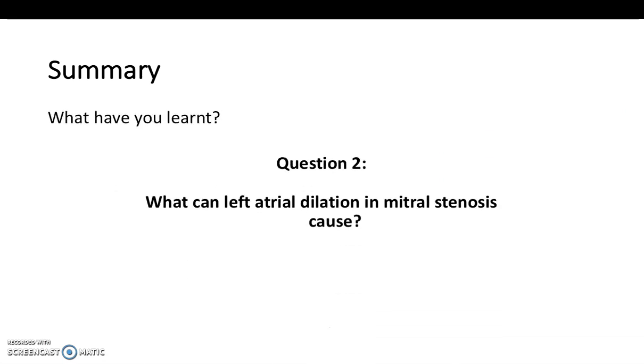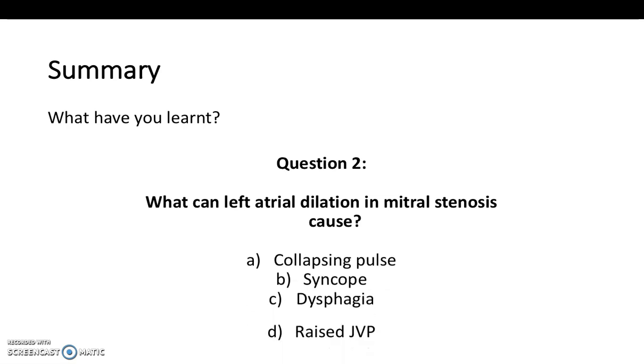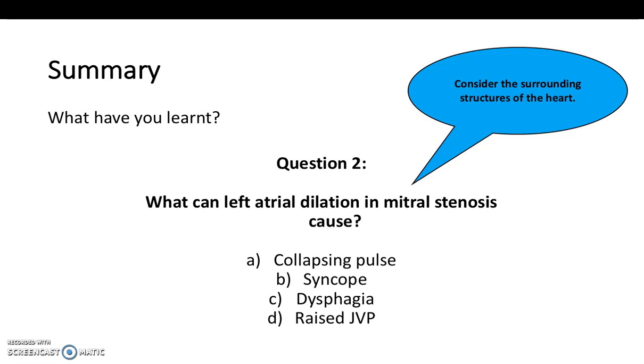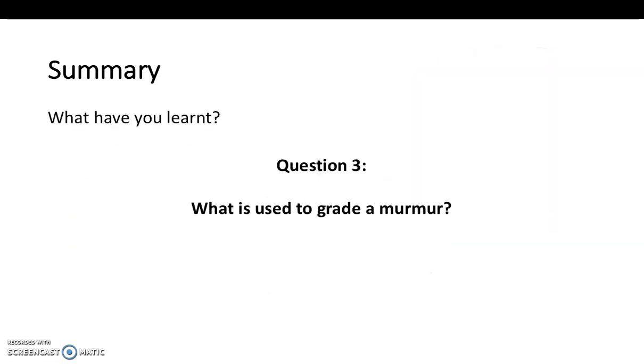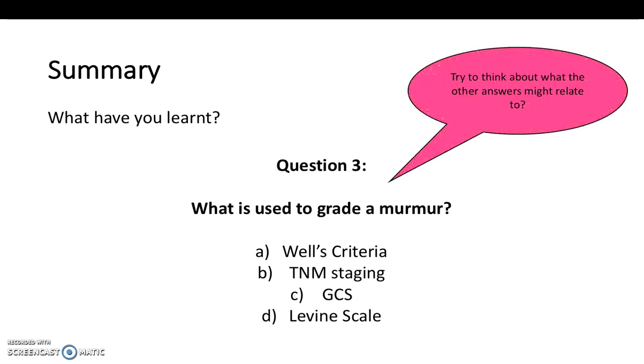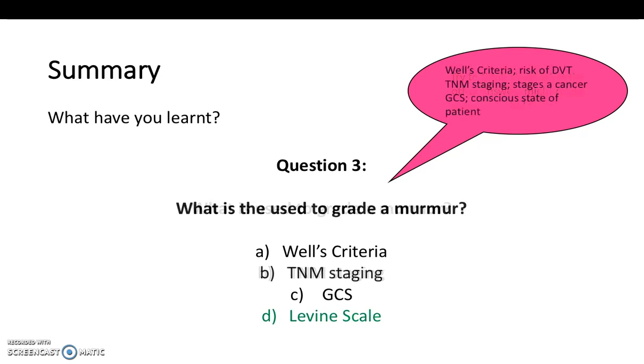So question 2, what can left atrial dilation and mitral stenosis cause? Collapsing pulse, syncope, dysphagia or raised JVP. And for this, consider the surrounding structures of the heart. The answer would be dysphagia. And question 3, what is used to grade a murmur? Wells criteria, TNM staging, GCS or Levine scale. And try to think about what the other answers might relate to. So the answer would be the Levine scale.